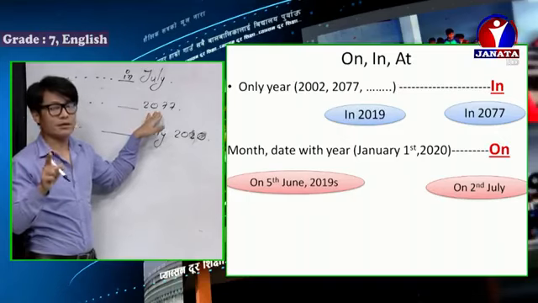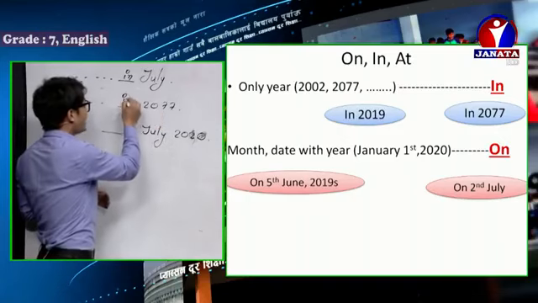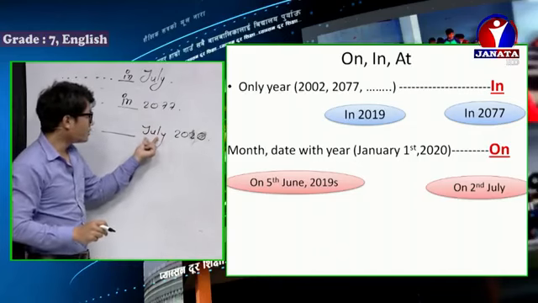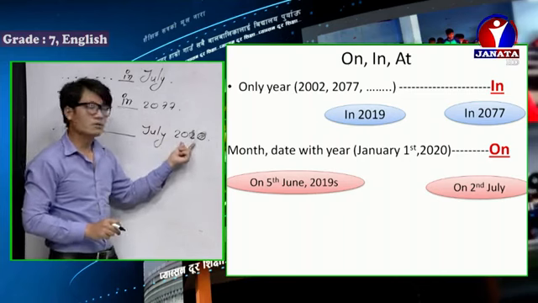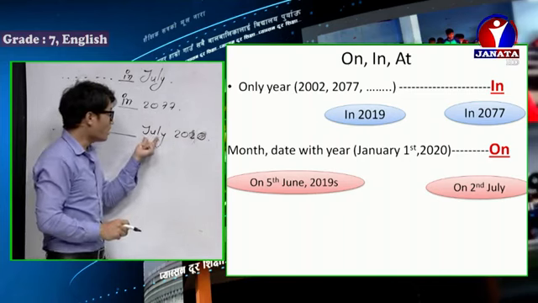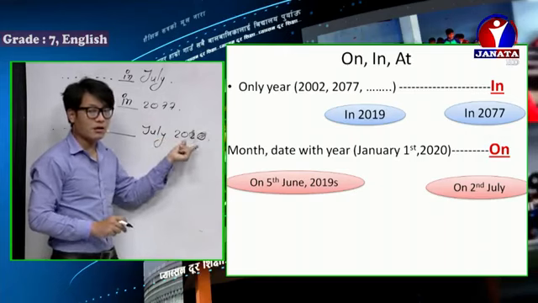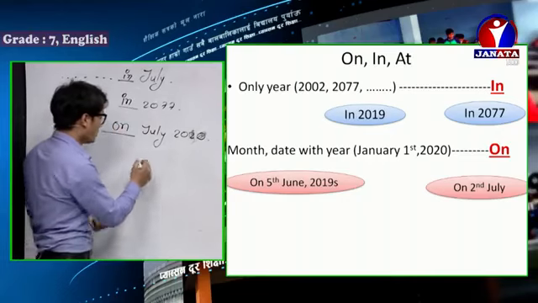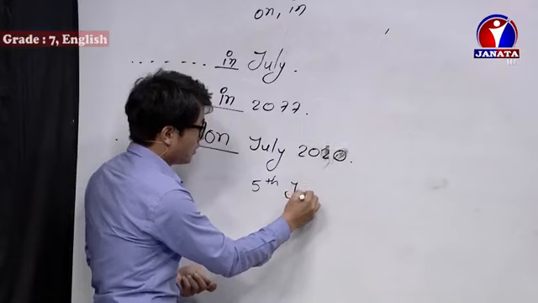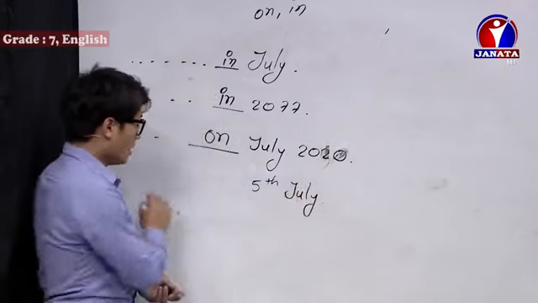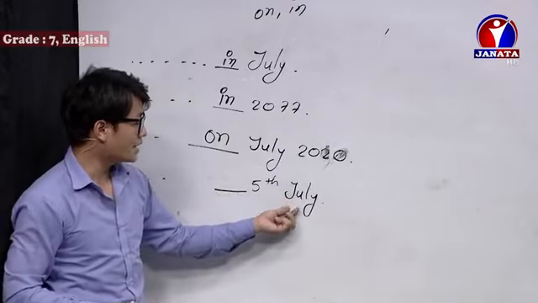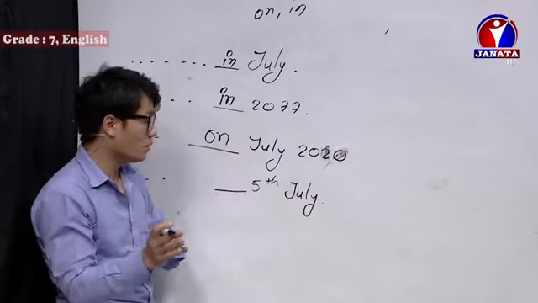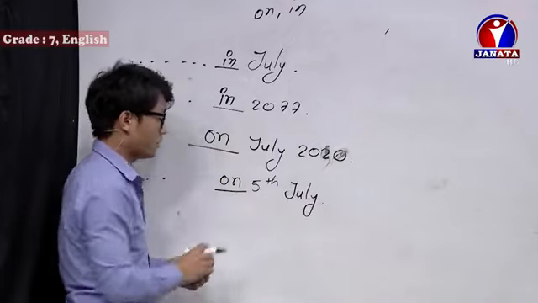So here is only a year, so obviously we are going to use in: in 2077. Now look at the down. Here is July month and 2020. Month and year. If month and year come together, then we use the preposition on. Sometimes that also comes like 5th July. 5th July also can come. So here also we can see month and date. So when there are 2 or more, then we use the preposition on.